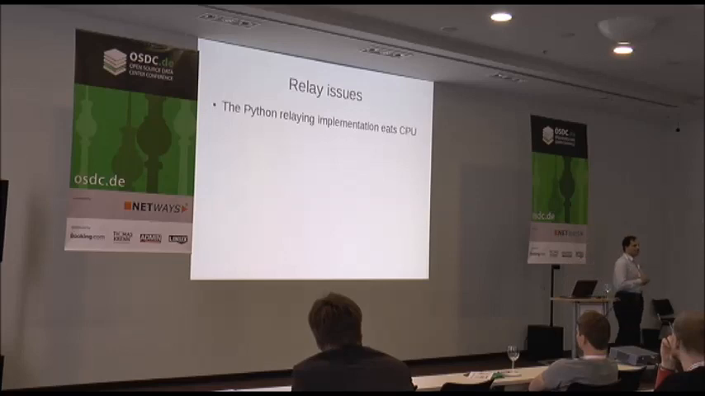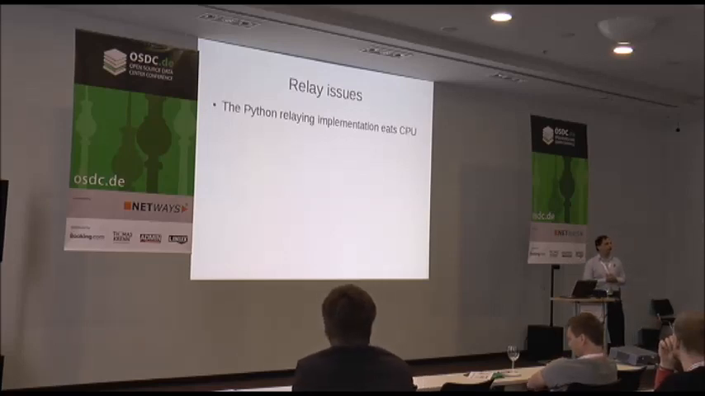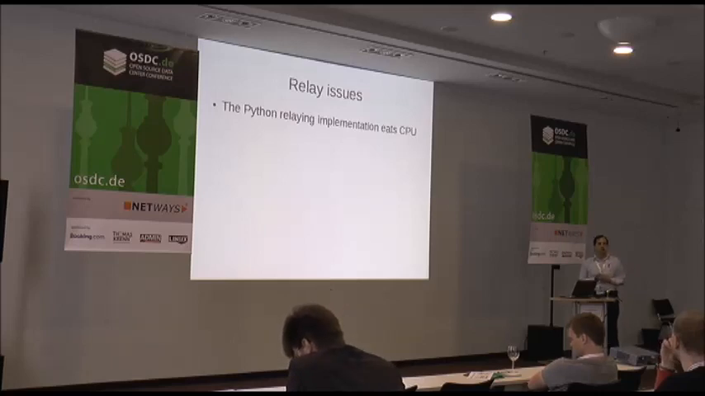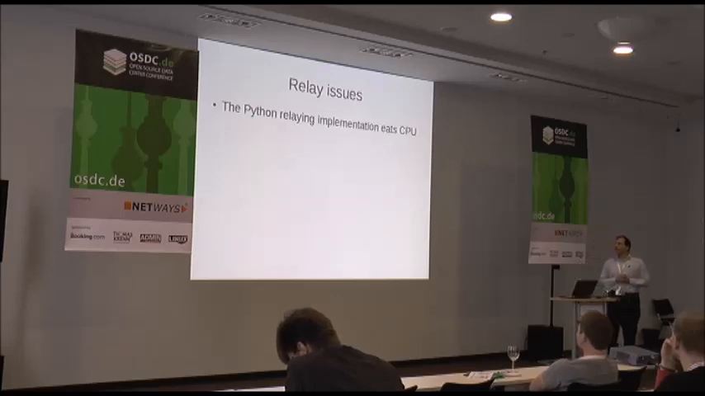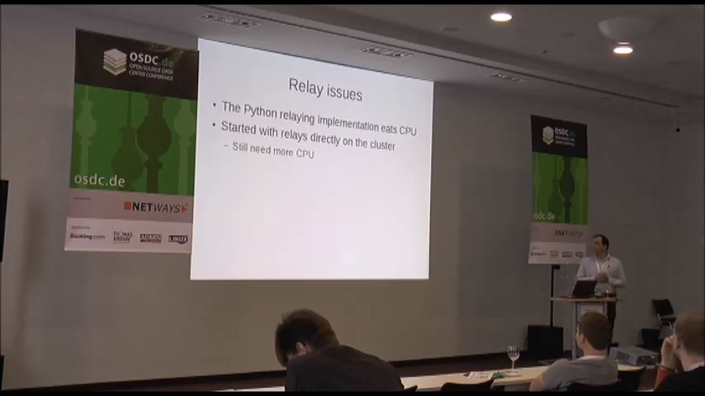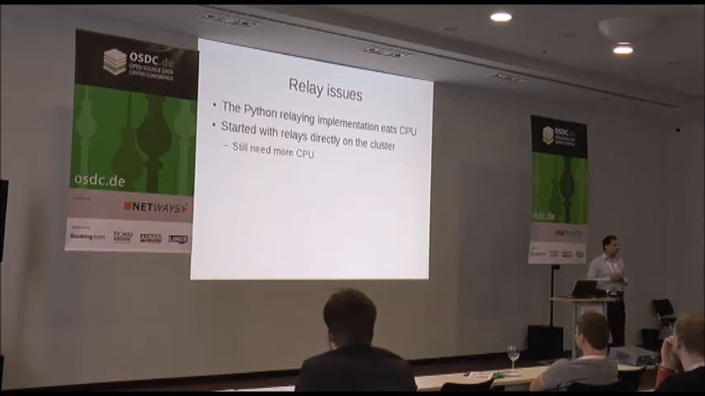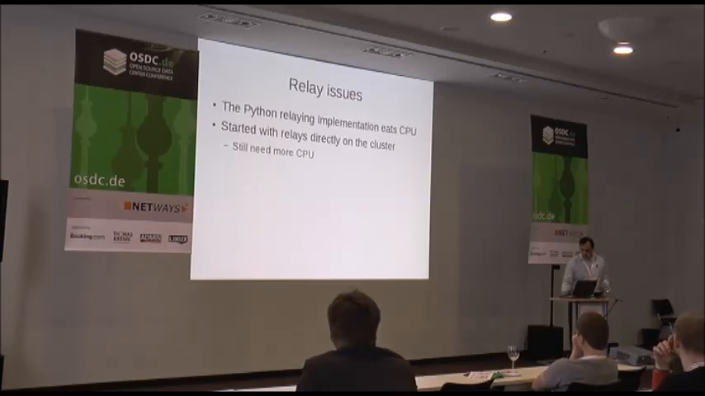The relay has been the pain point for the past few months. It drops metrics when you push too much traffic at it. It scales, but moderately, so it definitely scales better than the storage. The Python relaying implementation eats CPU for lunch, breakfast, dinner, and then still is feeling hungry about it. We started off with relays on the cluster. Well, it should be easy enough. Just spin up the process. We ran out of CPU.